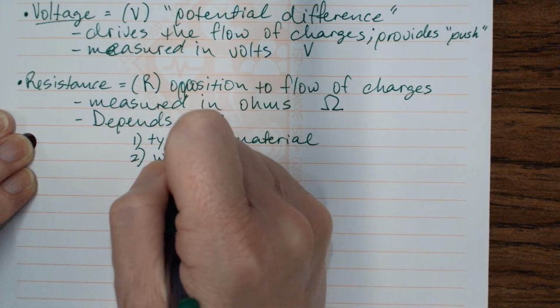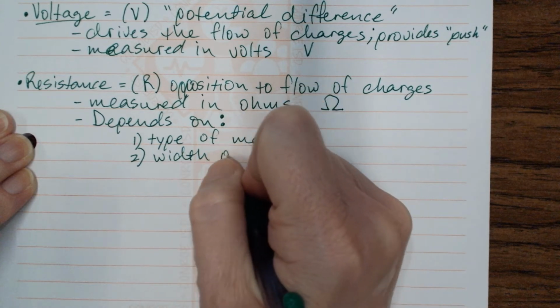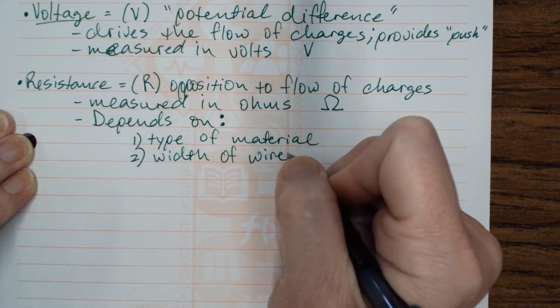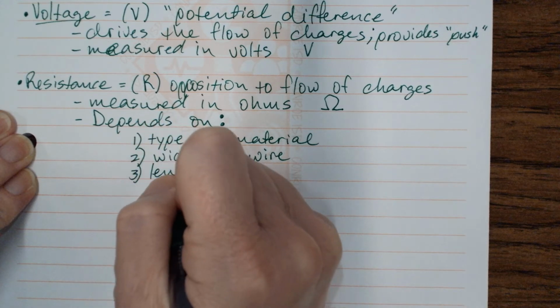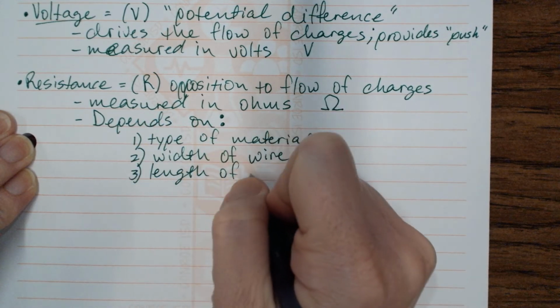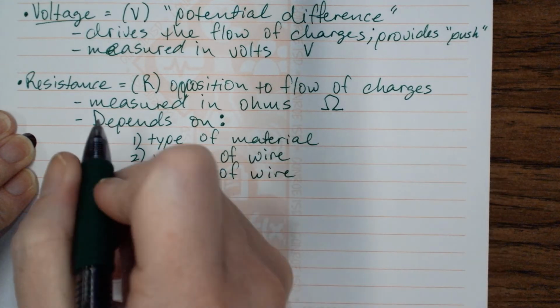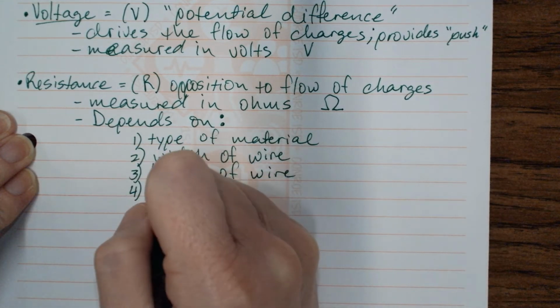Resistance depends on the type of material, the width of wire, the length of wire, and the temperature of a wire.